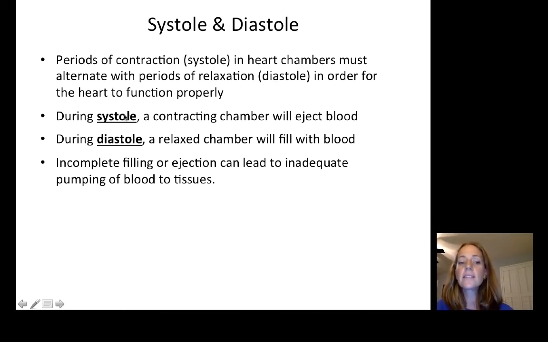During systole, a contracting chamber will eject or pump blood. So contracting is going to be pumping or squeezing. That's going to push the blood out of that chamber. During relaxation, the chambers will relax and fill with blood. So incomplete filling or incomplete pumping or ejection can lead to inadequate pumping of blood to the tissue. So it's essential for the heart to function.